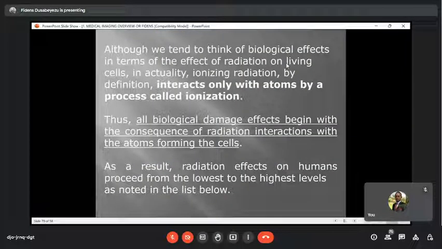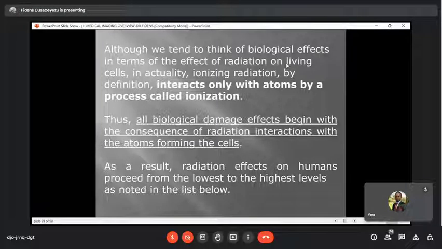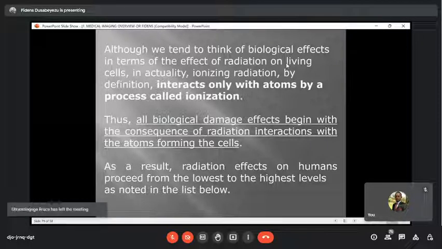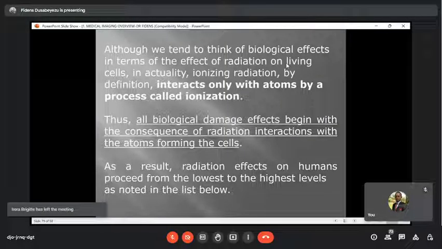So after being exposed to radiation, what happens in the body then? That's very important. People think of biological effect in terms of effect of radiation in living cells. But normally, ionizing radiation is interaction with atoms by a process called ionization. Ionization is actually the interaction of X-rays with atoms, that's to say ionizing radiation. So all biological damage effects begin with the consequences of radiation interactions with the atoms that are forming the cells.